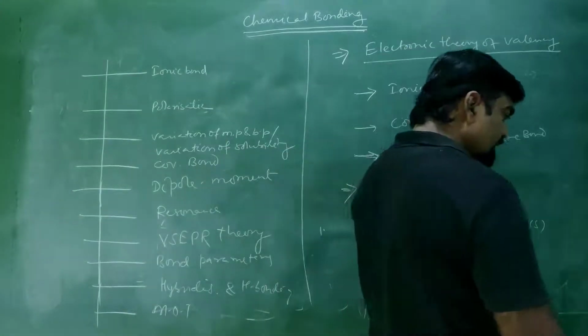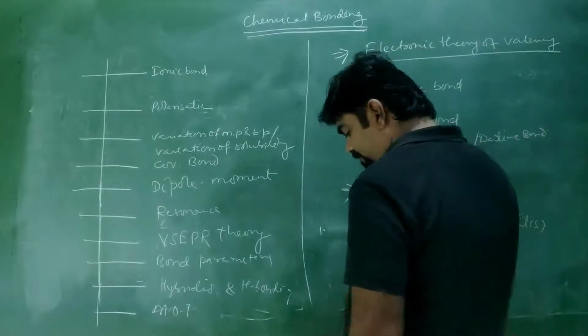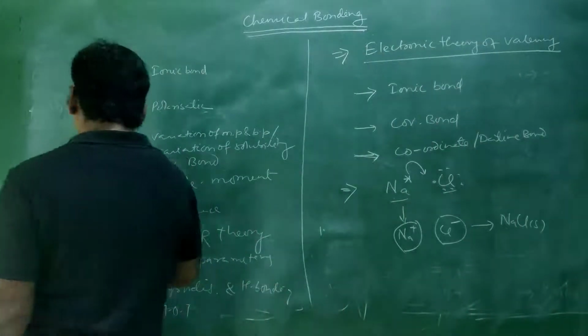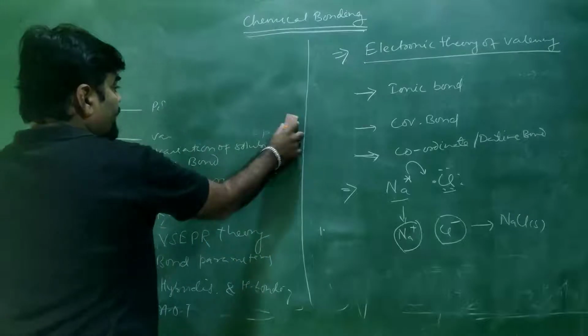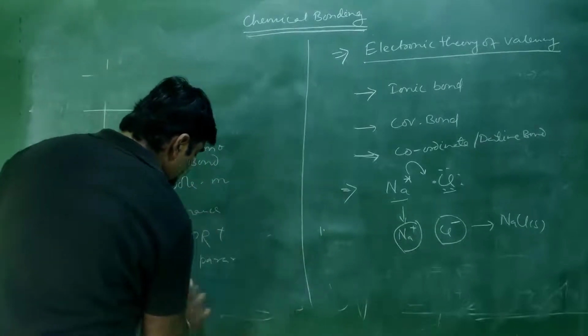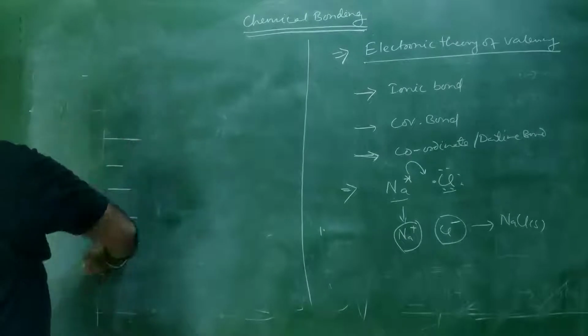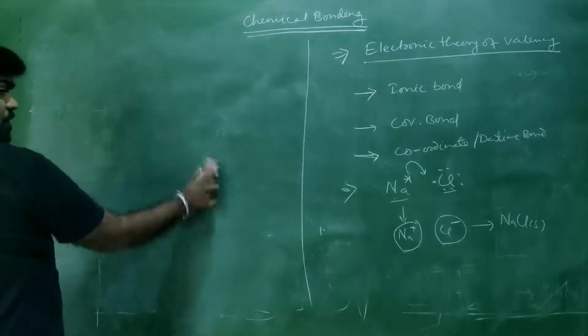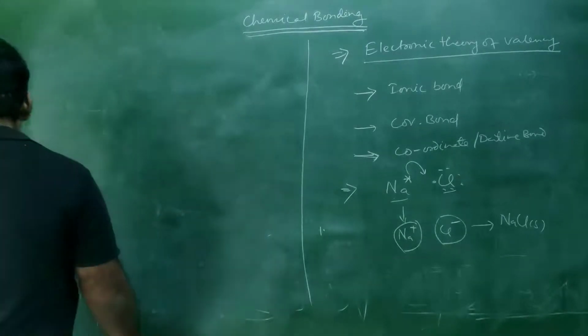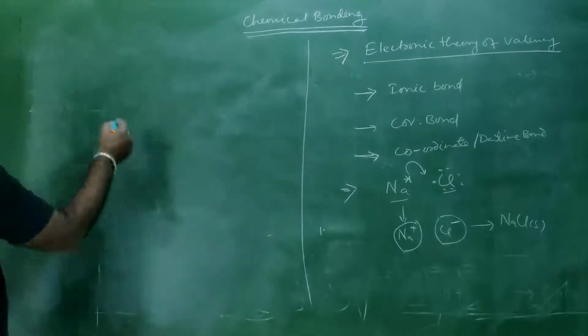Ionic bond is purely electrostatic in nature, and therefore this ionic bond is the strongest bond among covalent and coordinate. Among all chemical bonds, ionic bond is the strongest bond, isn't it?